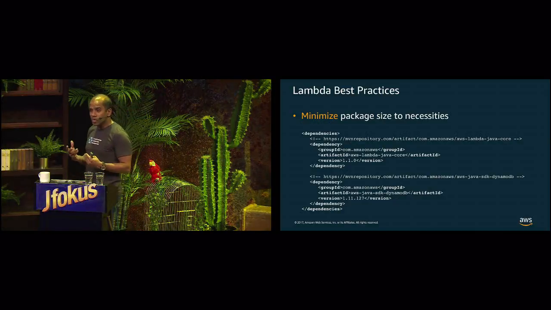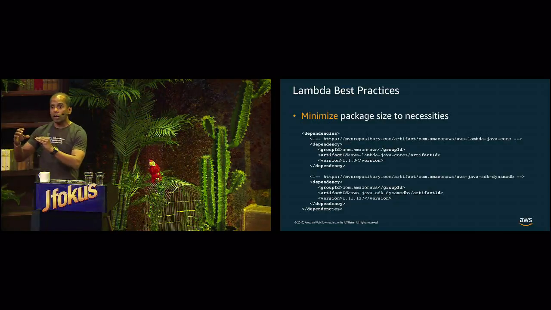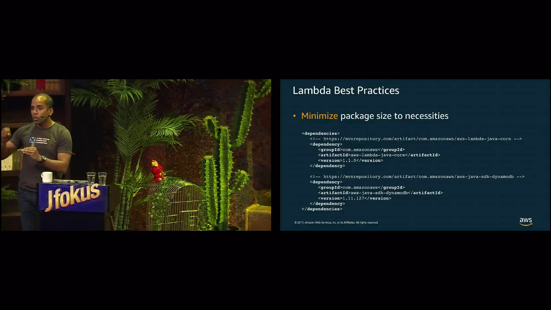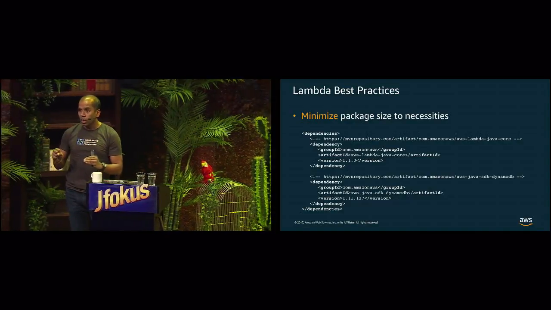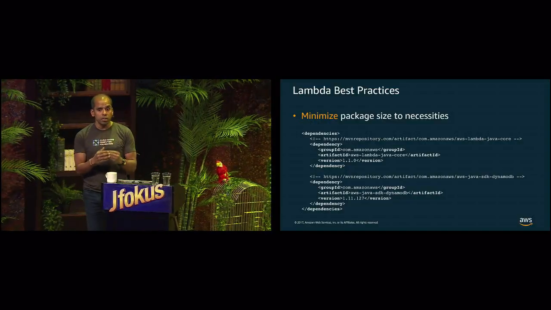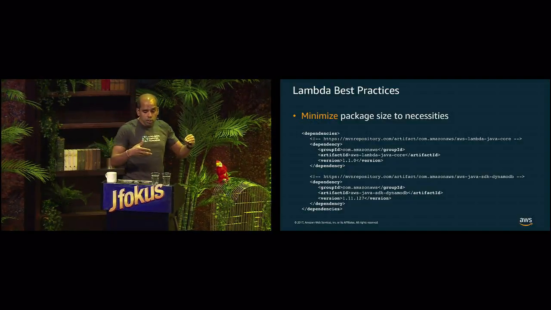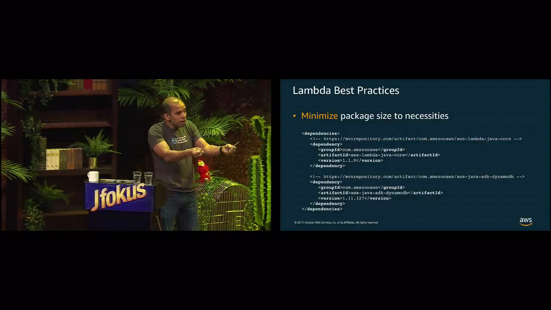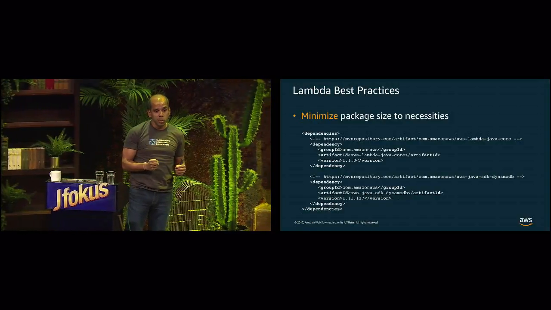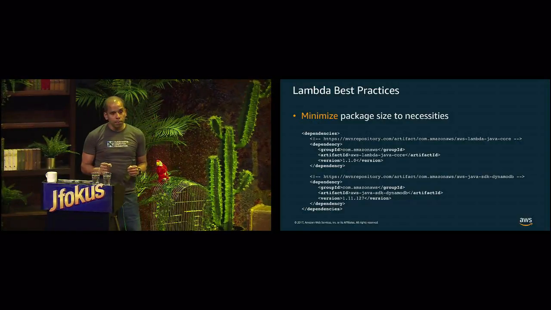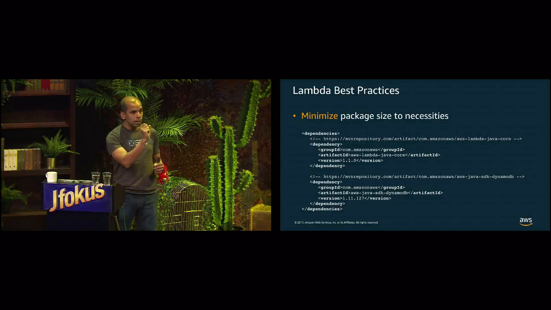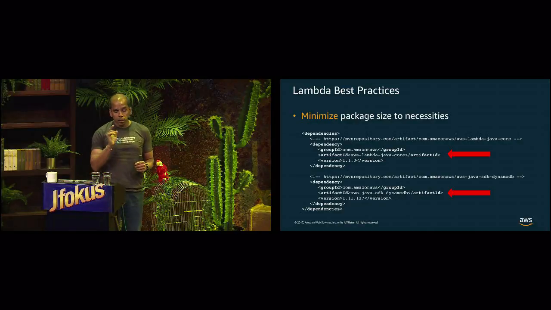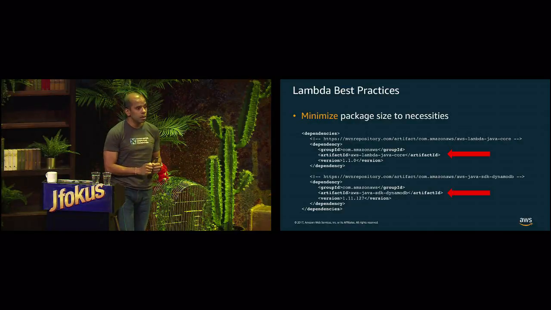So yes, it is very tempting to, in your Maven file, for example, when you're packaging your function, to just use the AWS SDK and say, you know what, build in all the dependencies. But what you need to do is, you really need to be very selective about what dependencies need to bake in. So in my case, for example, I just want to build the AWS Lambda Java core. That is one dependency that I care about. And then the other one I care about is only DynamoDB.